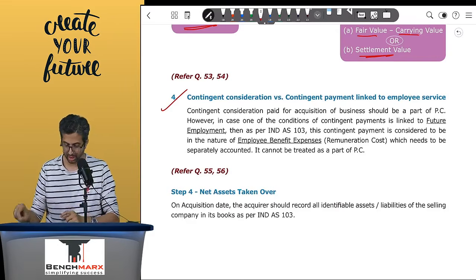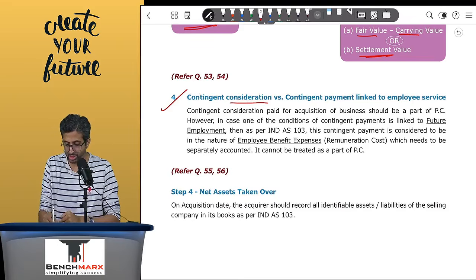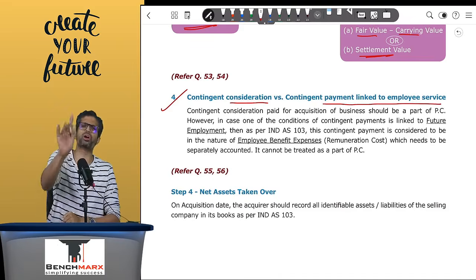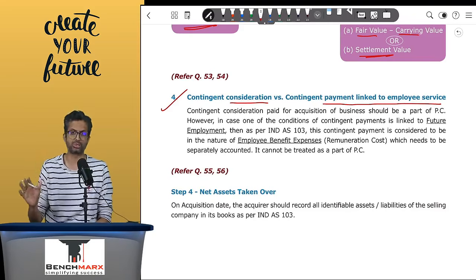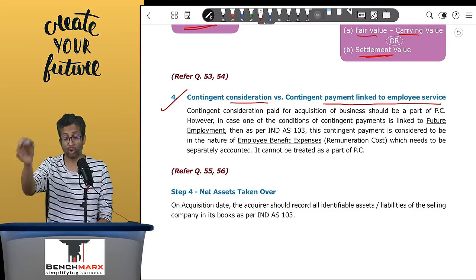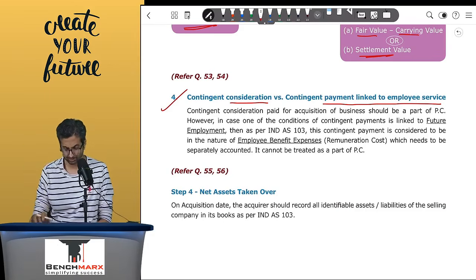So over here, this is contingent consideration versus contingent payment linked to employee service. If one of the payments is linked to employee service, it is not a part of contingent consideration, that is PC. It will be taken as a contingent payment to employees, not even a part of net assets, to be recorded as and when service is rendered.